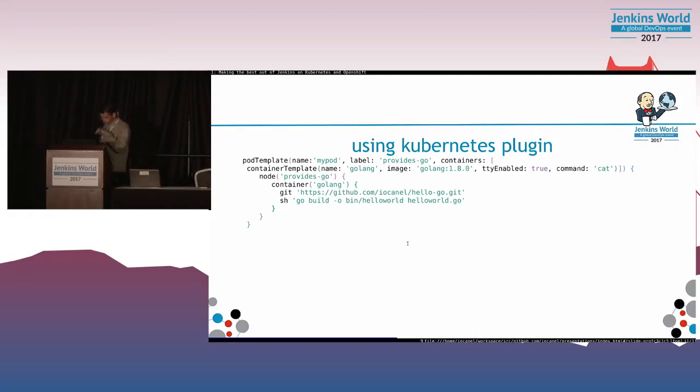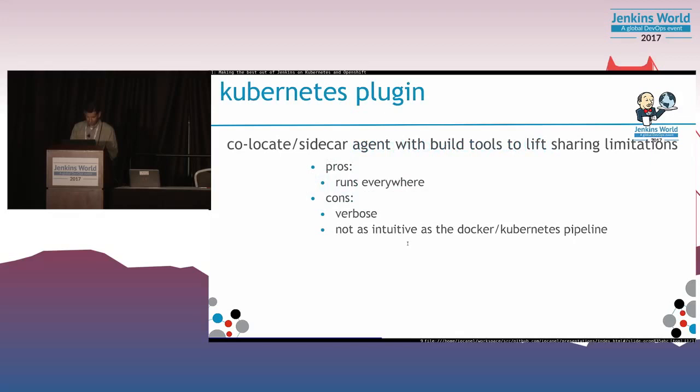Here's an example. It should read somehow like this. Create a pod template named mypod and add a label on top of it named provides-go. Then inside that template, I want you to package not only the agent container, but I want you to package a Golang container named golang, which uses the golang image. And then I want you to create a node that uses the label provides-go. And when that node is created, I want you to find a container named golang inside it, and then check out the source and run the command that I want.